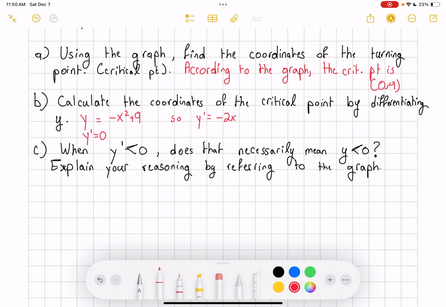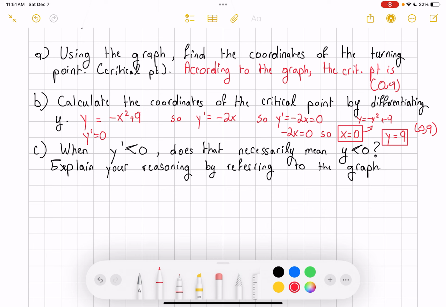If you set it equal to 0, then negative 2x is equal to 0, so x is equal to 0. Now, if you plug in x equals 0 into the original function to find the y value, you get y is equal to 9. So the point, once again, is verified to be 0, 9.